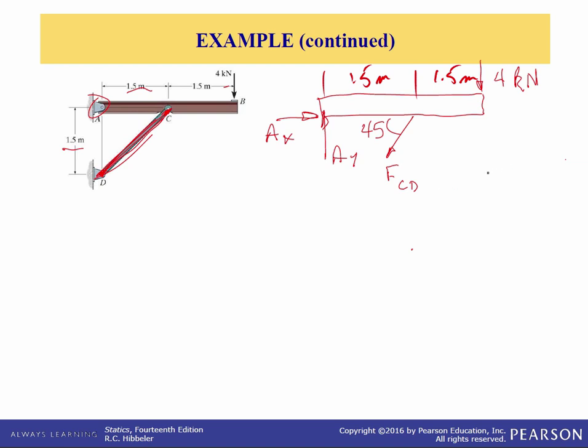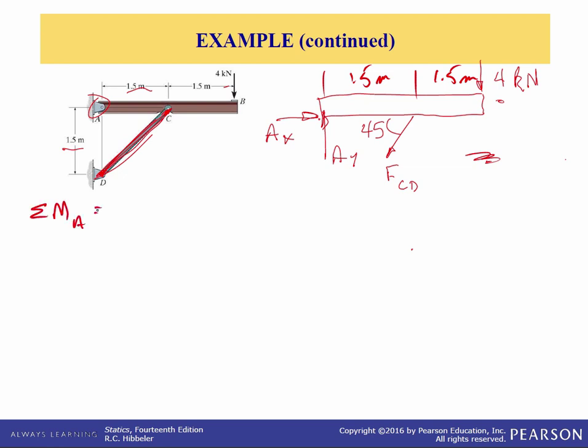Okay, here's our free body diagram. What should we do first? Well, if we sum moments about A, there's only one unknown, the moment due to the force between C and D, and the moment due to the applied load. So if we sum moments about A first, we'll be able to solve directly for F sub CD. So let's do that.